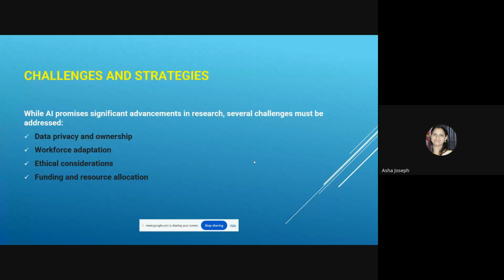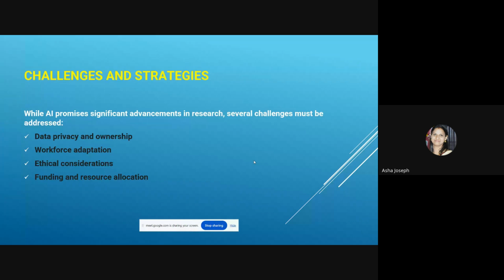And what are the challenges and strategies again? While AI promises significant advancements in research, several challenges are to be addressed. The first one is data privacy and ownership. As AI drives more data-driven research, concerns about data privacy and ownership will increase. Wherever you are doing research, those institutions must develop robust data governance frameworks to balance the need for openness with the protection of sensitive or proprietary information.